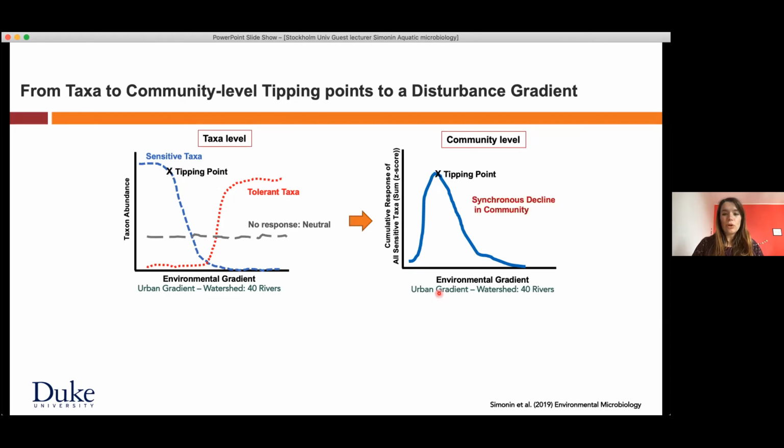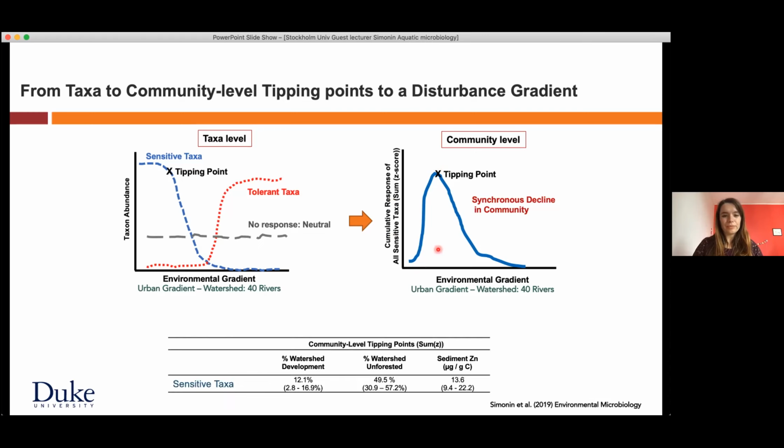So really to understand at which point along this gradient we can observe a synchronous decline in the diversity or the abundance of the bacterial community. And so this is really interesting from an application or biomonitoring point of view, because then we can have an idea, say, okay, it's at 20% development that we really see a large impact on the bacterial diversity. And this can give guidance for regulation and biodiversity protection.